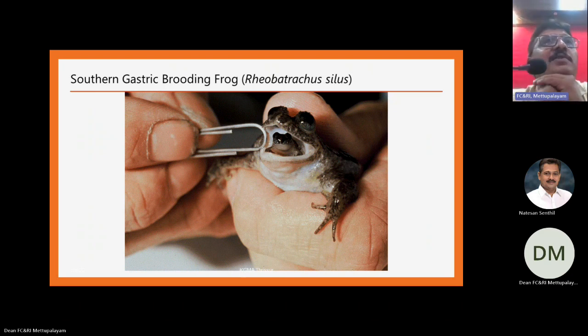But unfortunately, in 1980, the last gastric brooding frog was found. Now it's extinct. All 3 species are now extinct. We have not found those species. Our research also has stopped because there are no more gastric brooding frogs. So imagine what all ingenious things are there in nature which could be used for health. Take the next slide, please.